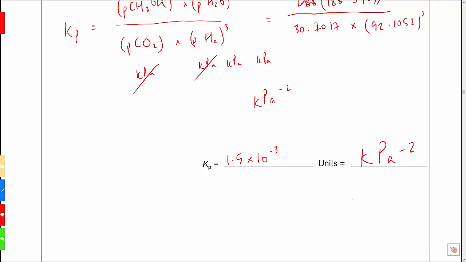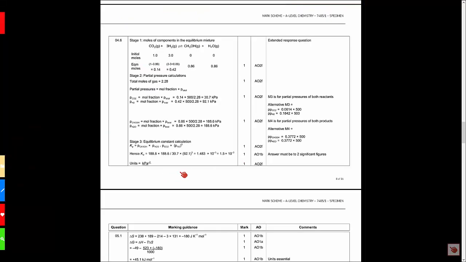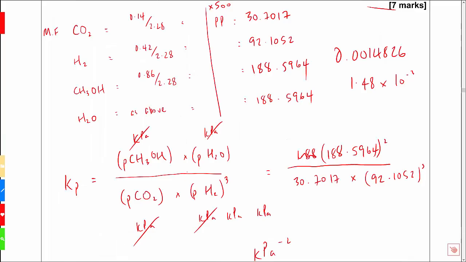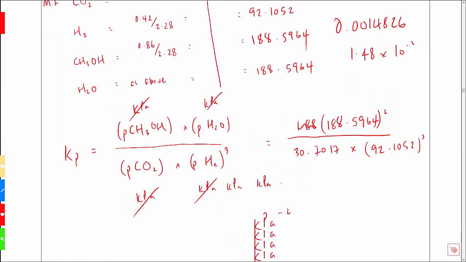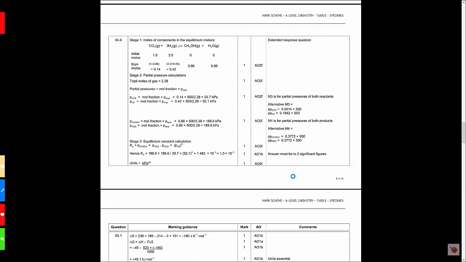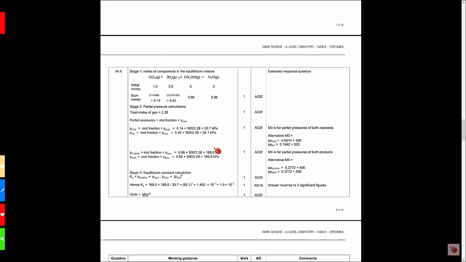And the real answer is this. Oh, look at that. Nailed it. Seriously, unbelievable. Even with my rounding, I've absolutely destroyed this. 1.5 times 10 to the minus 3 kPa to the minus 2. So we can see this is the mark scheme, by the way. They've done all the work, and for this answer, they've got full 7 marks. Must be to two significant figures. Absolutely chuffed.